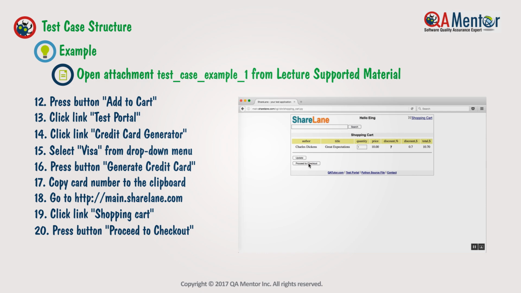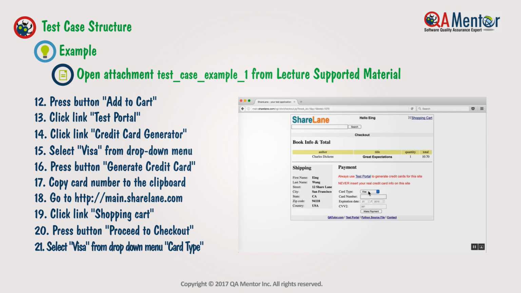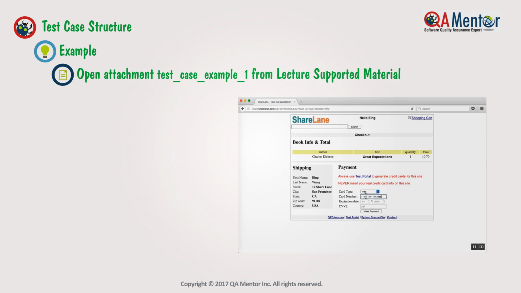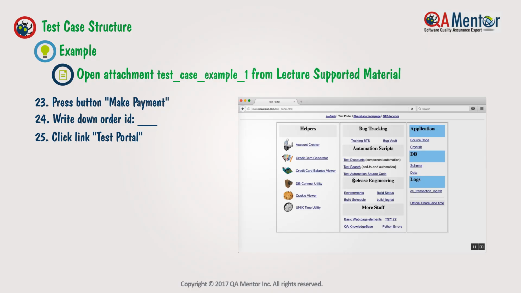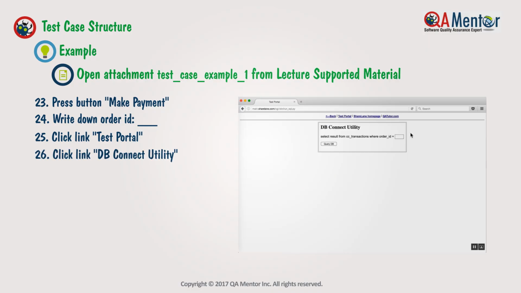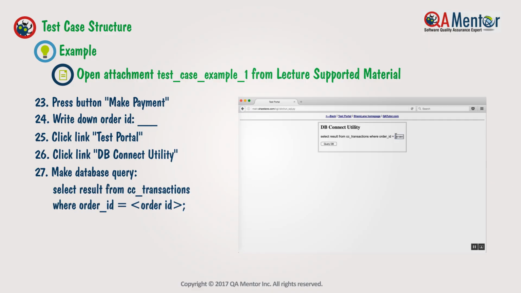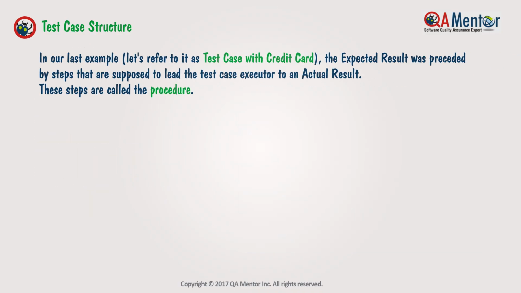Press button Proceed to Checkout. Select Visa from drop-down menu Card Type. Paste card number into text box Card Number. Press button Make Payment. Write down Order ID. Click link Test Portal. Click link DB Connect Utility. Make database query. Select results from CC transactions where ID equals order ID. Expected result is 10. In our last example, let's refer to it as test case with credit card.